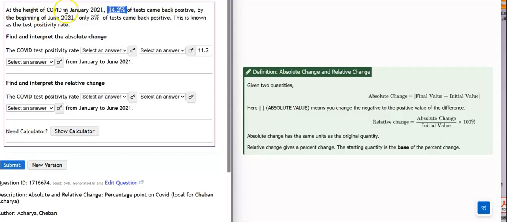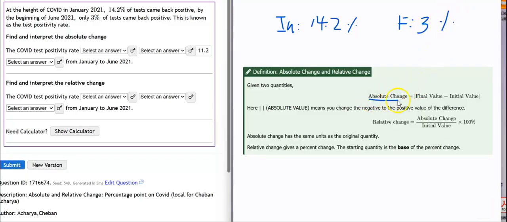So this is kind of tricky. In January 2021, 14.2% of tests come back positive of the COVID. In June of that year, only 3% of tests come back positive. So here 14.2 is initial. I should say initial is IN, that's fine, is 14.2%. And the final going to be 3%, okay? Final as F as 3%.